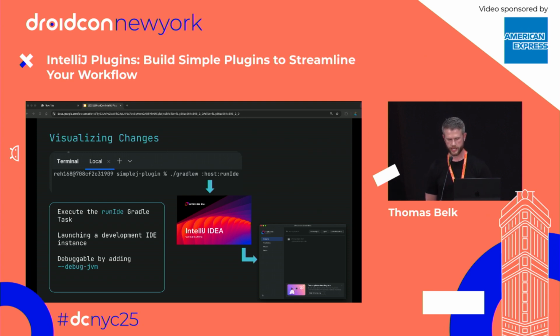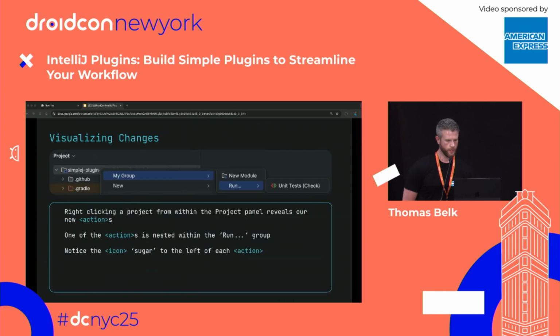Additionally, the development IDE is debuggable through the use of the --debug-jvm task option and an accompanying remote JVM debug run configuration. So as we can see, when I right-click on the root directory, I'm presented with my group with the two actions that we added. A couple things to point out. Notice the location and grouping of the actions as a direct result of using groups, where one is not contained and the other one is within the run group, and the icon sugar to the left of each action.